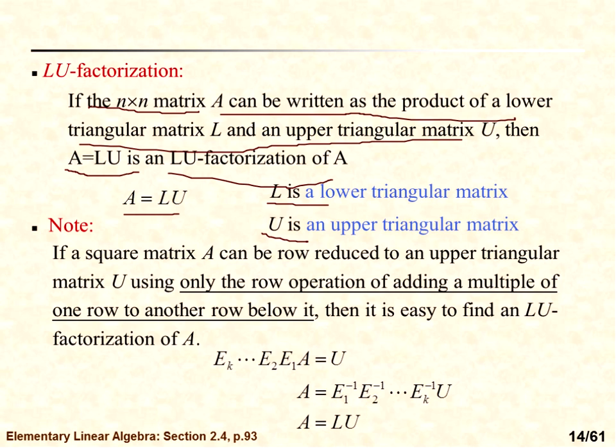So if a square matrix A can be row reduced to an upper triangular matrix using only the row operation of adding a multiple of one row to another row, then it is easy to find an LU factorization. As we saw previously, we have to find the row operations one by one: E1, E2, and E3. Finally we get U, and if we multiply all these things we get the lower matrix.